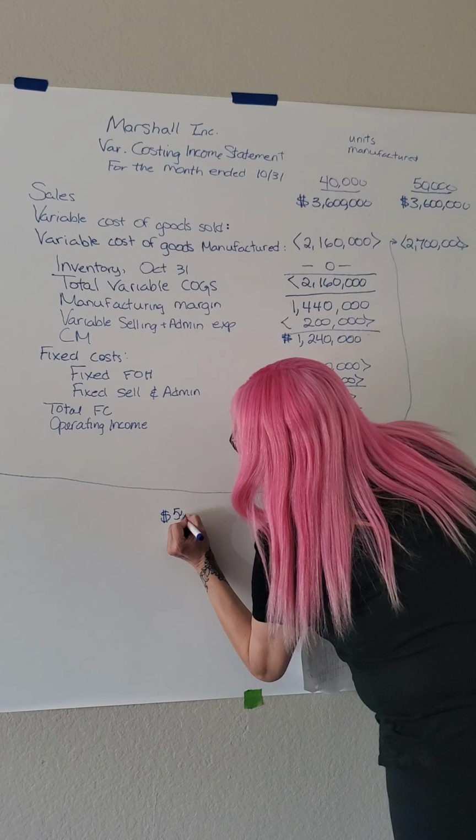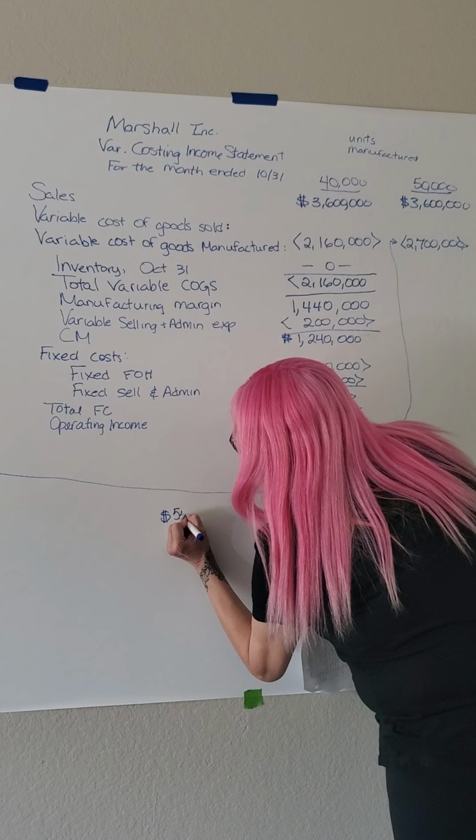They tell us that prior to the first month of operations ending October 31st, Marshall Incorporated estimated the following operating results. So they determined that sales would be 40,000 units, $90 per unit for a total of $3,600,000. And then their manufacturing costs at 40,000 units were estimated that direct materials would be $1,440,000, direct labor would be $480,000, variable factory overhead would be $240,000, and fixed factory overhead would be $120,000.